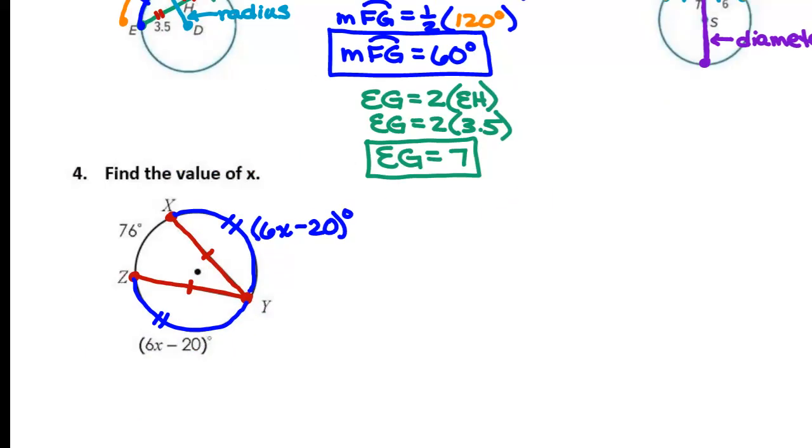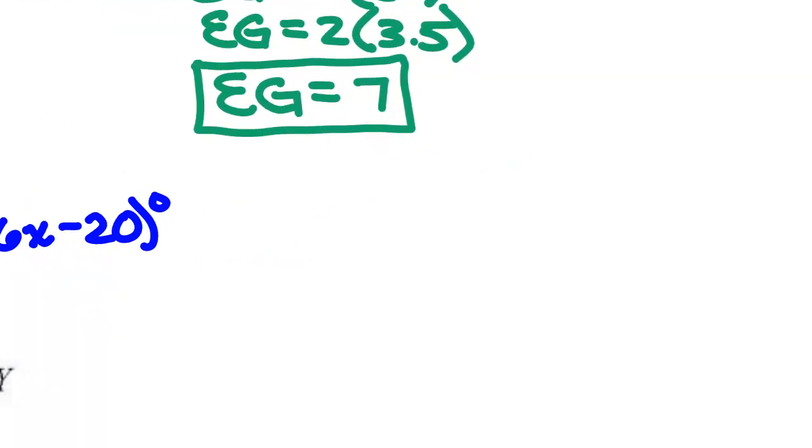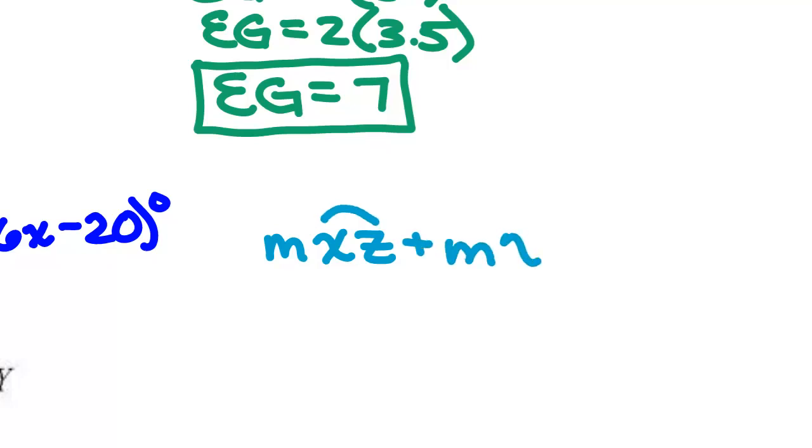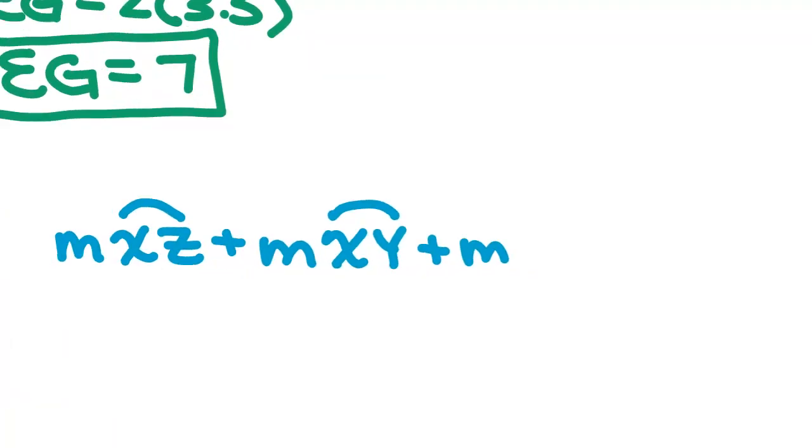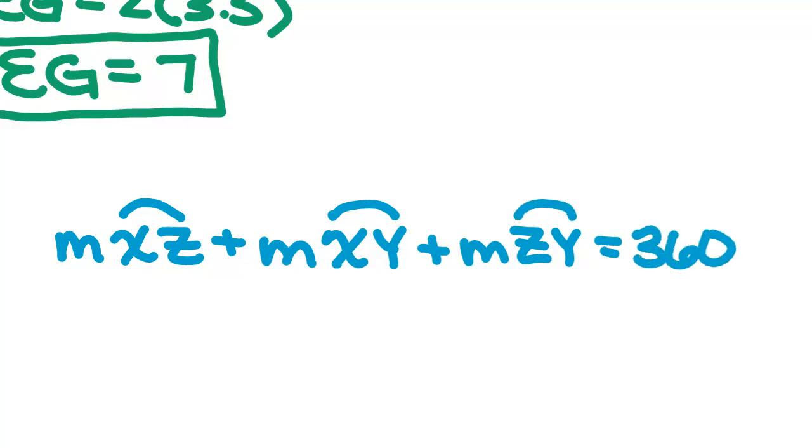They want me to find the measurement of x. I know the measurement of arc XZ. I have an expression for ZY. I have an expression for YX. And how many degrees is it if I go all the way around the circle? 360 degrees, absolutely. So the measurement of arc XZ plus the measurement of arc XY plus the measurement of arc ZY equals 360 degrees.